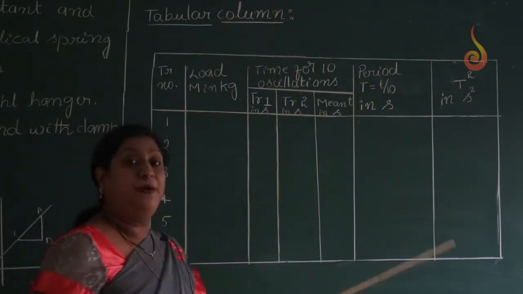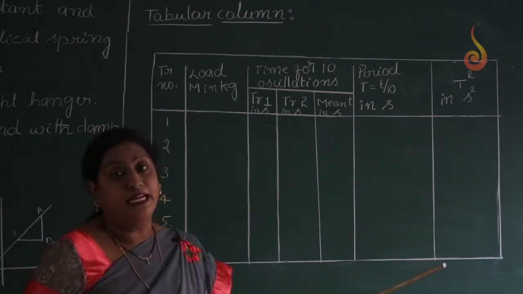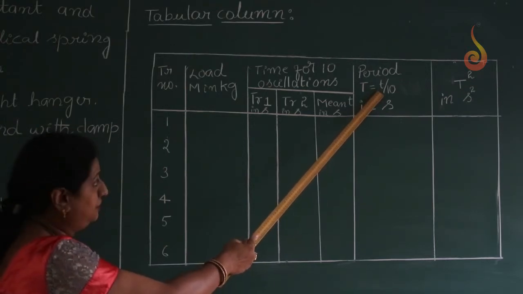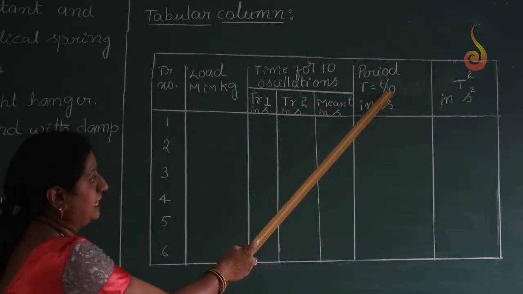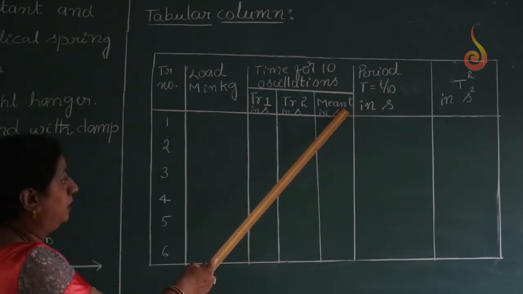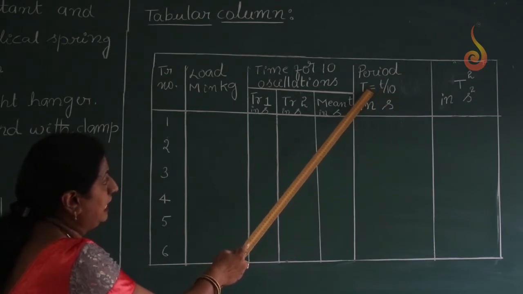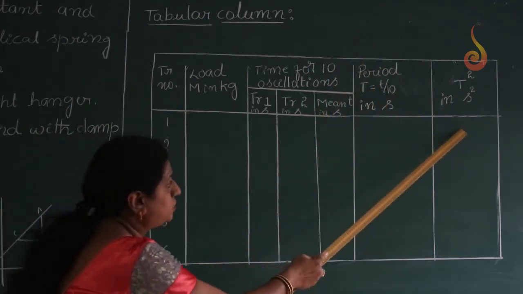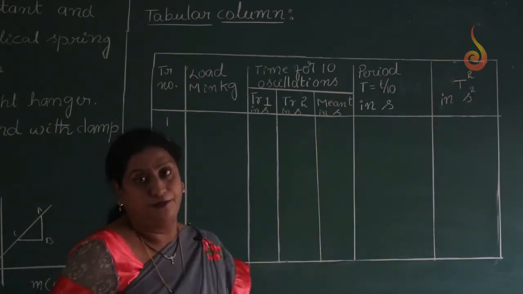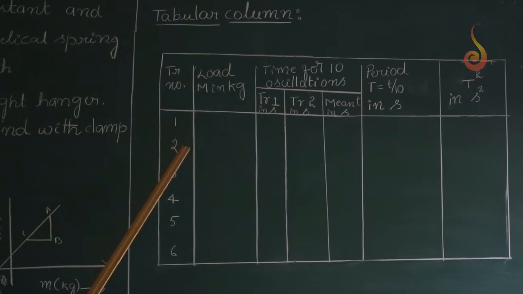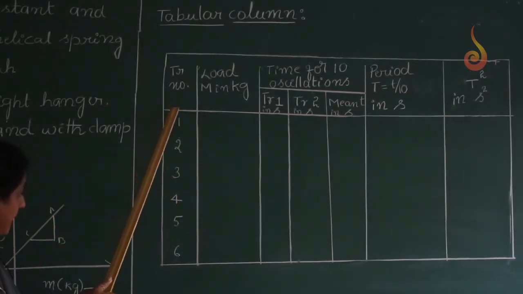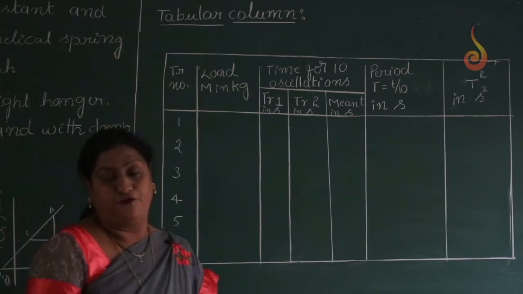Once we are done with this part, we will move on to calculation of period. What is a time period? Time period is the time taken for one oscillation, and to calculate that we have a formula here which is given by T by 10, and what is this small letter t? This comes from this column. So T by 10 gives the time period, and in the last column we have T square which we will use to plot the graph. Similarly, we will increase the load and the same procedure is carried out, and there are 6 trials to be performed.